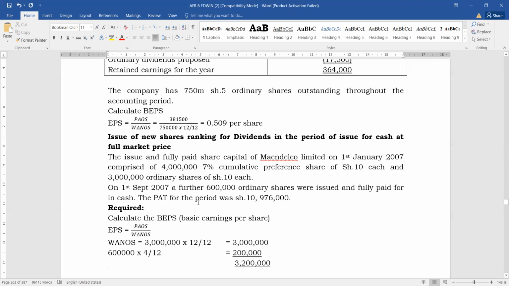So you have the profit after tax for the period, 10,976,000. You minus what? What am I supposed to minus here? Give me the figure before I show you. Which figure am I supposed to minus? Wait, it's just direct.